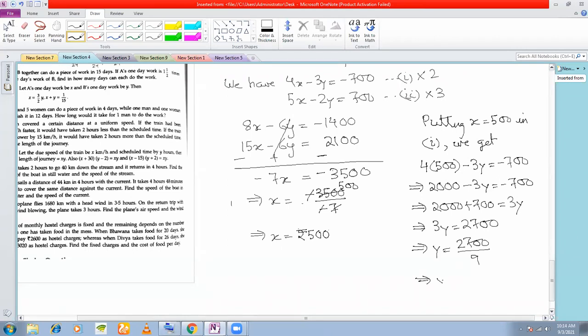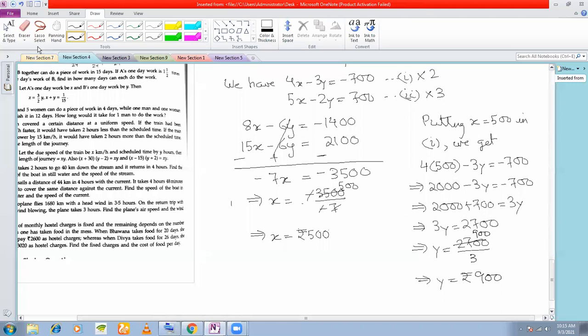So how much money did B have initially? 300, sorry. This should cancel. This should be 3. So this will cancel, 900. So B had 900 rupees initially. Okay. Any question on this problem? No, sir.